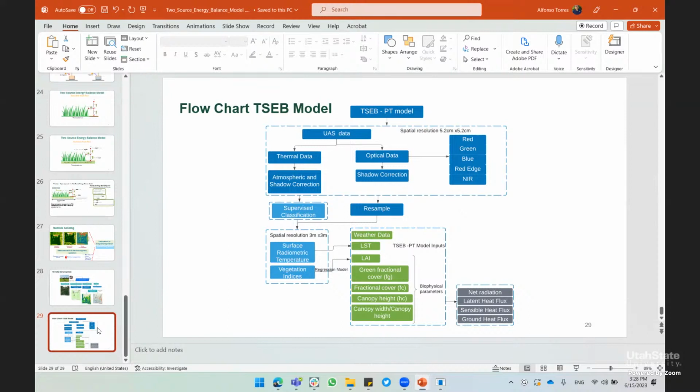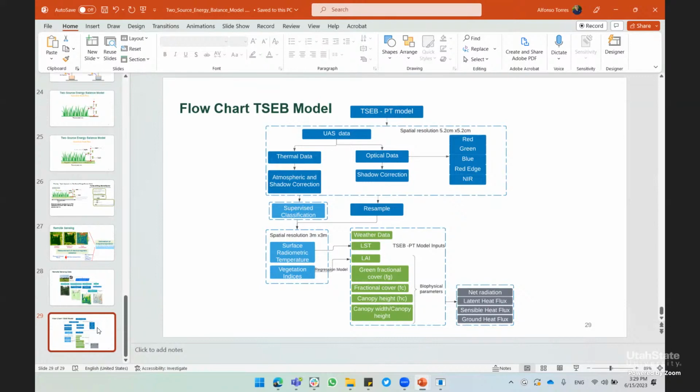Four different maps. The first one, net radiation, latent heat, the sensible heat, that they call H, and the ground. And the summation of this data has to give you net radiation. So we will verify that when we run this model, first, all of these values have to be positive. And second, the summation has to give you the value of net radiation.